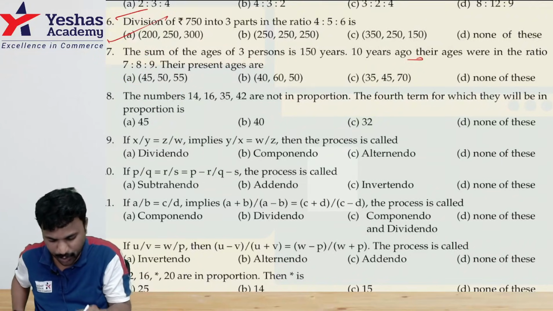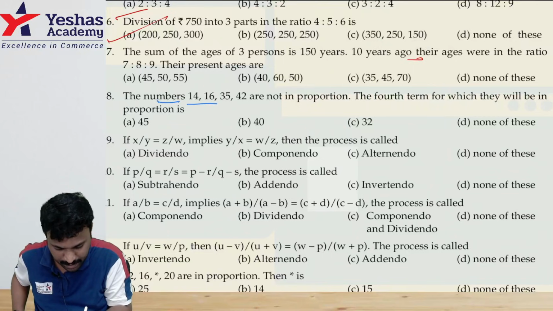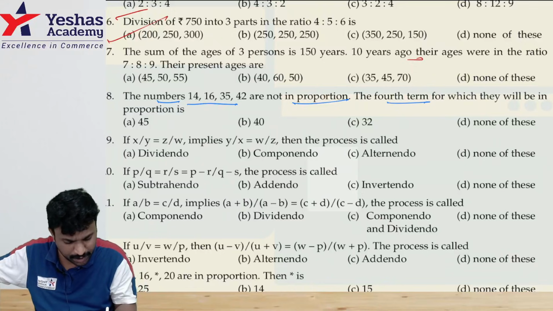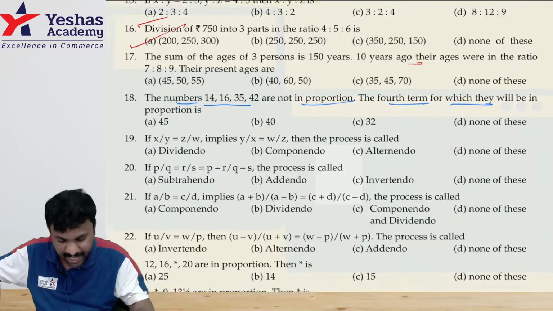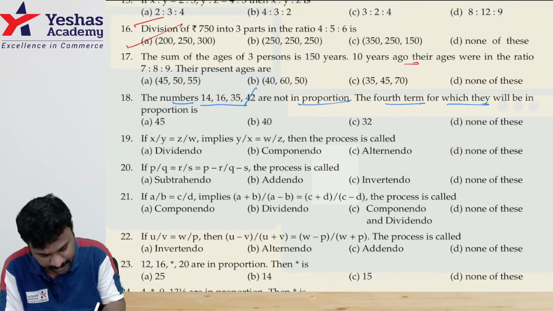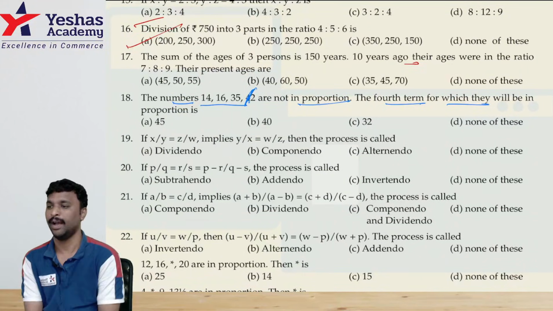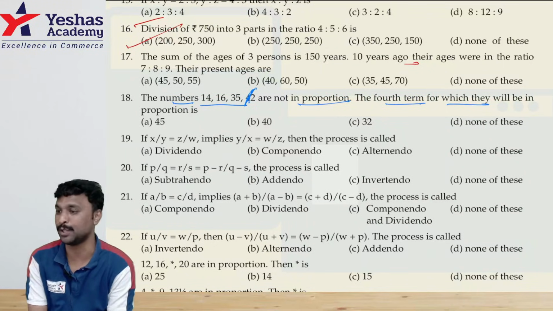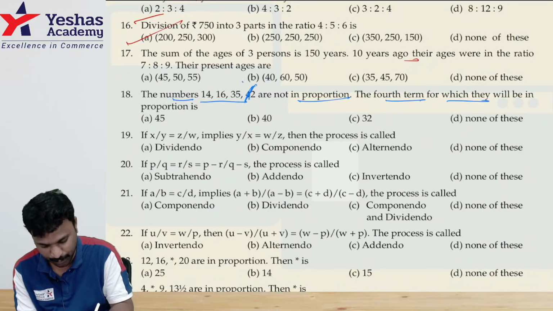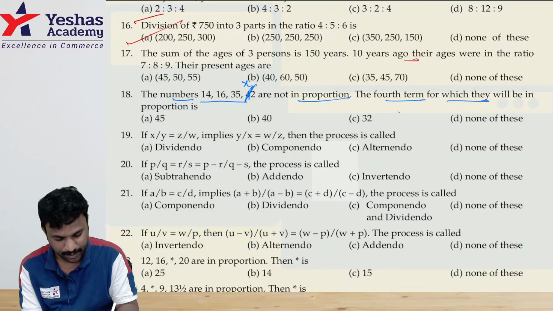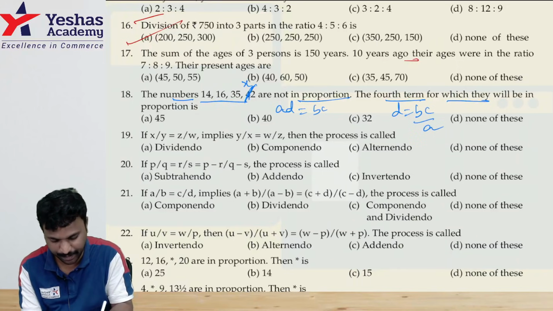Guys, moving on to the next question. The numbers are not in proportion. They have said the numbers are not in proportion. The fourth term for which they will be in proportion will be, guys, that means this 42 is the culprit here, making these numbers not in proportion. Now first of all, if I assume this is x, so A into D is equal to B into C. So D is equal to BC by A.